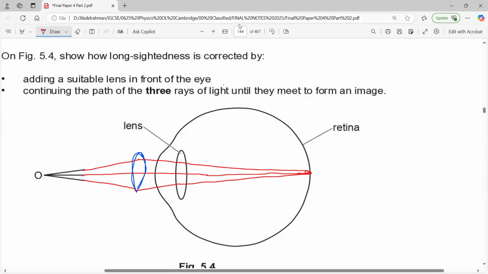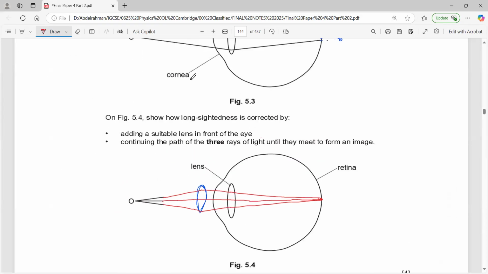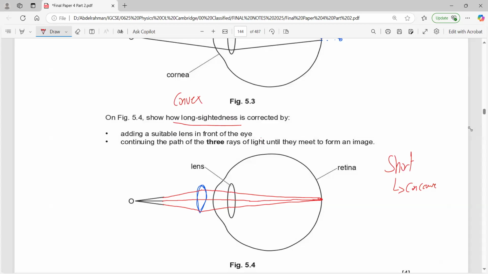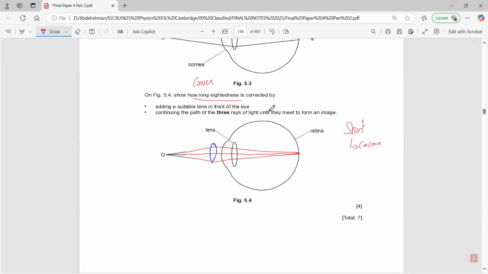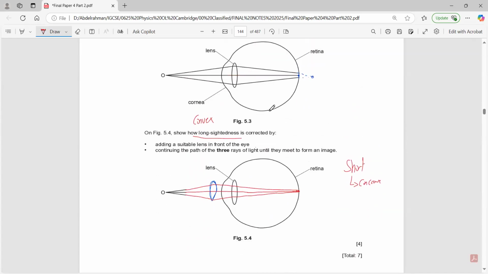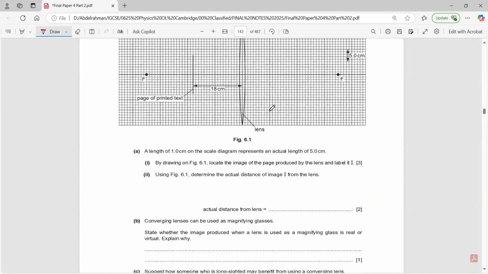So if I have long-sightedness, I would use a convex lens. The other one is short-sightedness. If I had short-sightedness, I would use a concave lens. Why? Because I need to increase the distance for the light to meet exactly on the retina. Okay, this was a quick drawing. Let's move on. We have a lens.